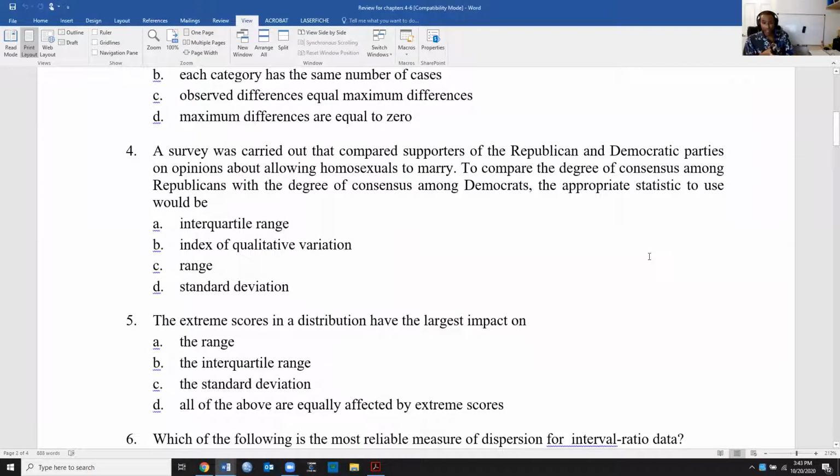4, a survey was carried out that compared supporters of the Republican and Democratic parties on opinions about allowing homosexuals to marry, to compare the degree of consensus among Republicans with the degree of consensus among Democrats. The appropriate statistic to use would be what? Understand that we're looking at nominal level data, so what measure of dispersion is appropriate for nominal level data? B, good, IQV. So again, it's important to understand not just how to calculate this stuff, but also how this measure of dispersion is related to this level of measurement.